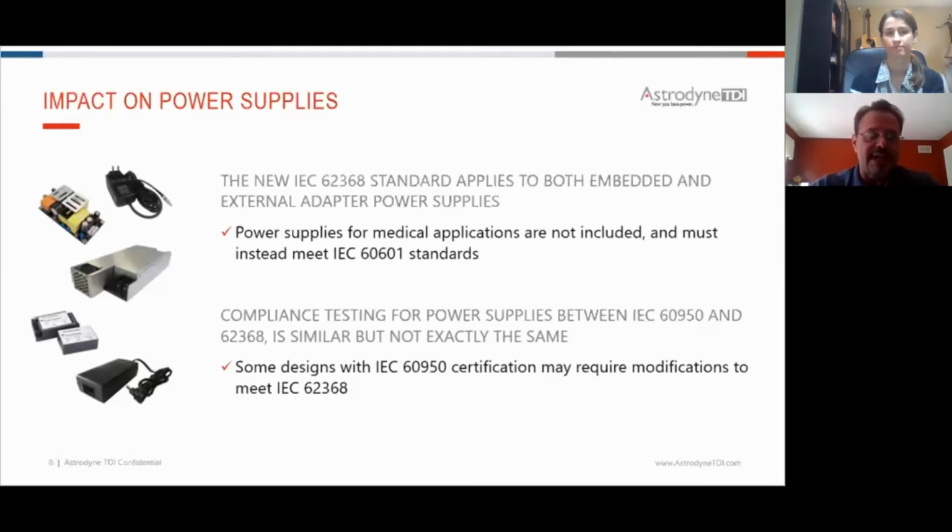So some designs that have an IEC 60950 certification now may require some modifications to meet the new IEC 62368, but many of them may not. So it actually depends on the particular design and the features of that design and how the new standard gets applied to it.